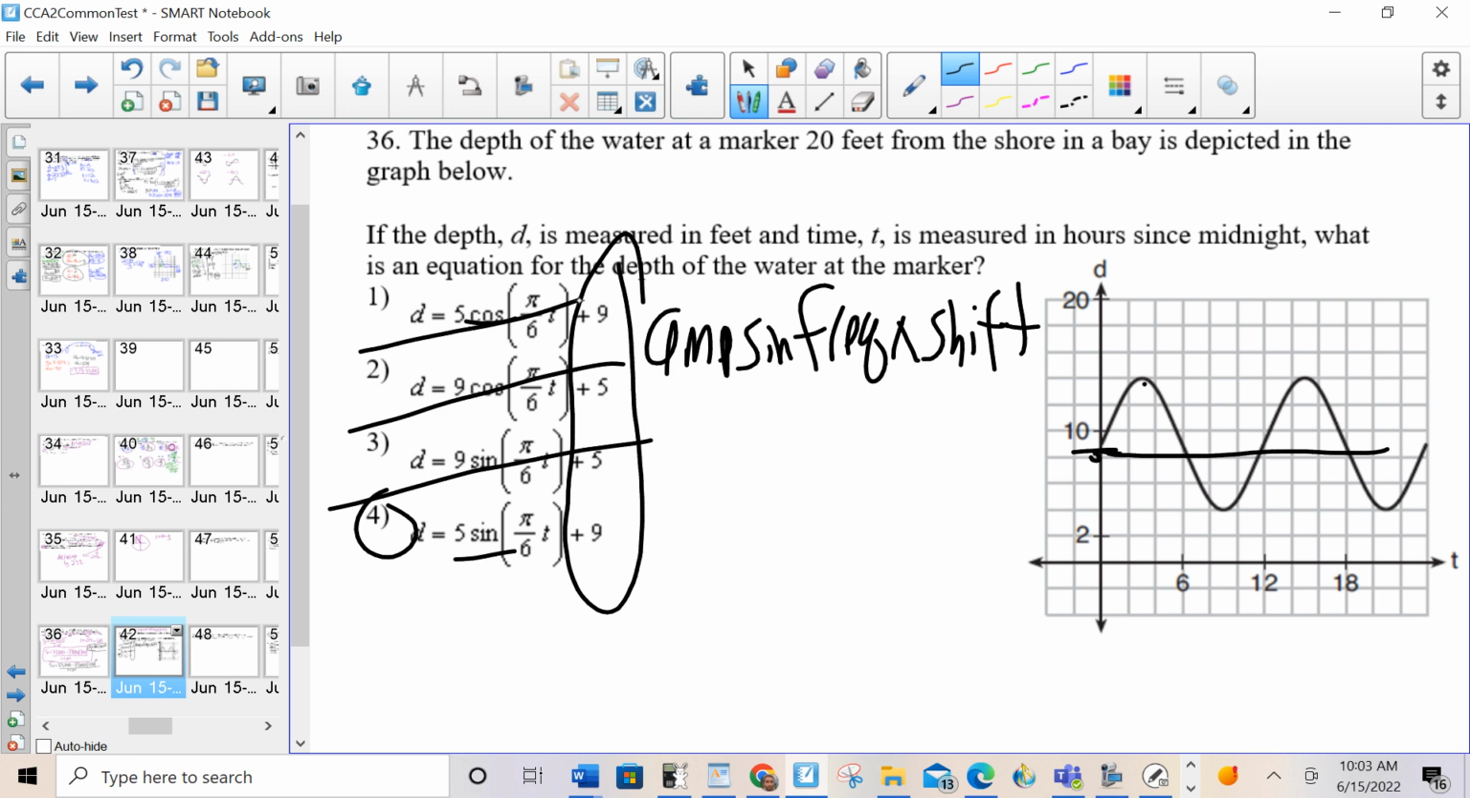The answer is choice 4. So if it's multiple choice, you can kind of use your knowledge of a couple of the components to eliminate choices to get to the correct answer. I didn't need to find the frequency at all in this particular problem.